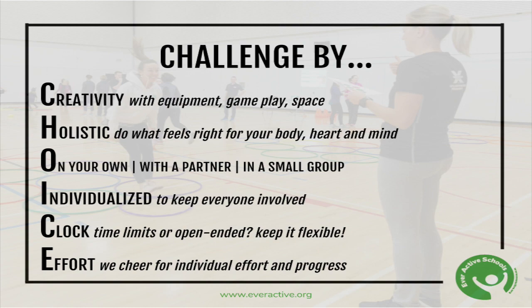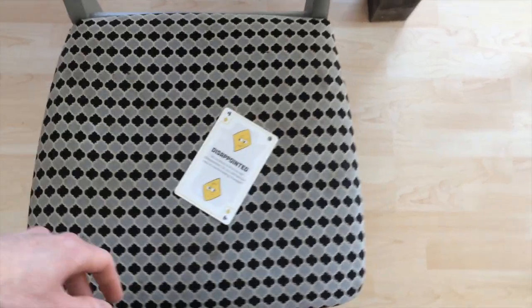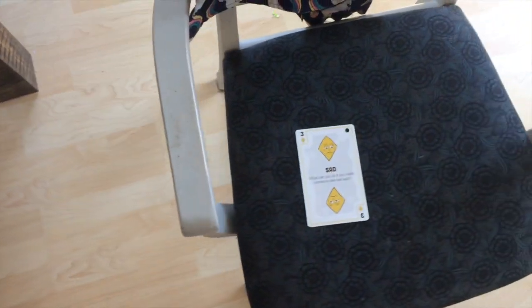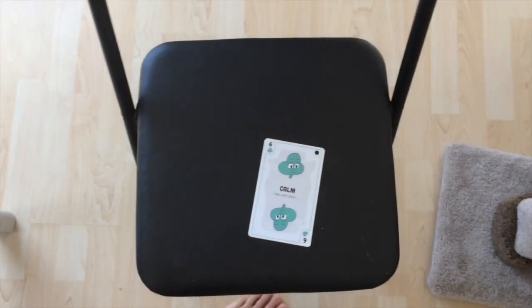As always, challenge by choice, so make sure that you adapt this to best suit your needs and your space and your context. To start, we set out spots for different emotions around our playing space, selecting anywhere from about 4 to 12 emotions. For the indoor version, I'm going to place those emotions up around my room. I can put them up on the wall. I can put them on the floor.